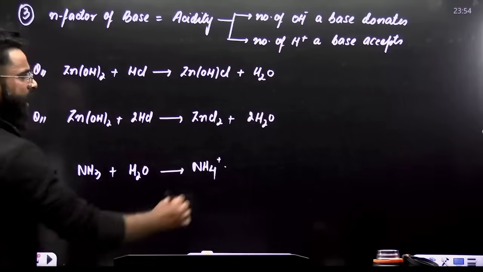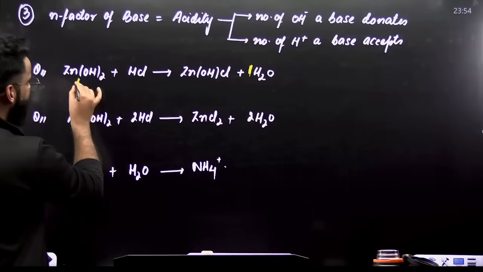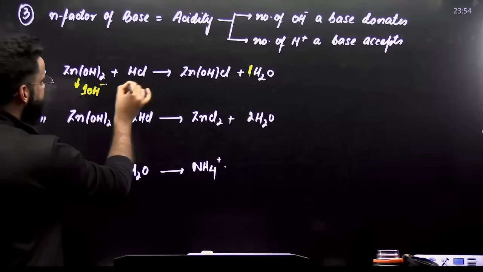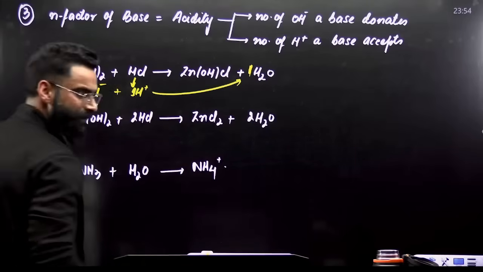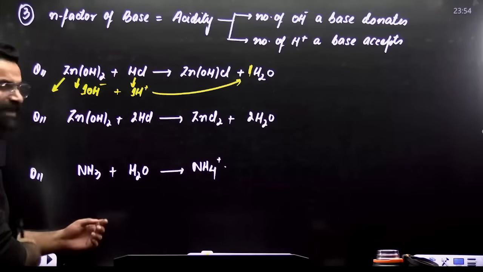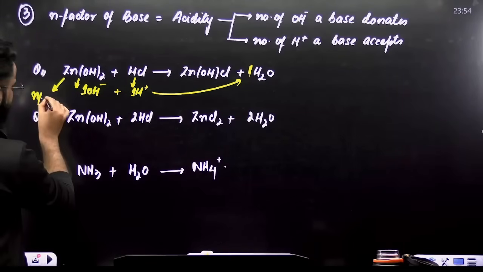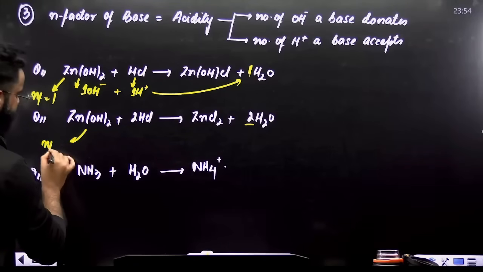For example, how many water molecules are formed here? 1, right? So that means this base would have given 1 OH negative and this acid would have given 1 H positive. They would have combined and formed 1 water molecule. So this base is giving 1 OH negative, and the number of OH negatives the base donates defines its N factor. So its N factor is 1. Similarly, 2 water molecules, that means its N factor here is 2.